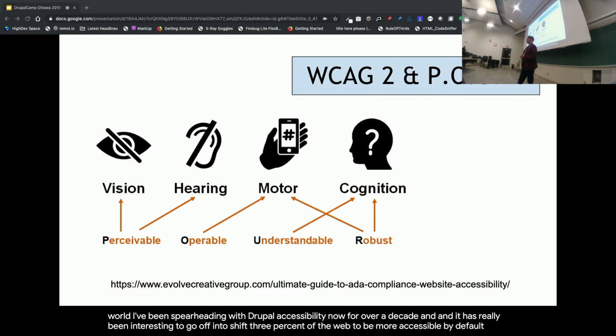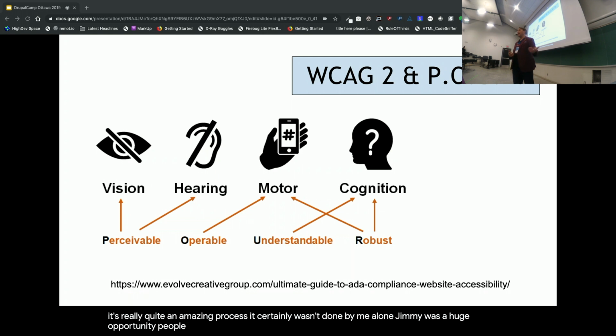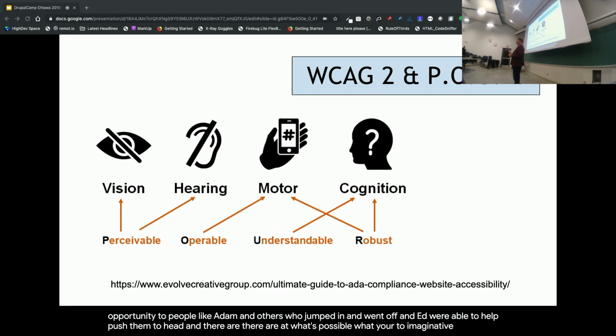And it's really quite an amazing process. And it certainly wasn't done by me alone. There's a huge opportunity of people like Adam and others who jumped in and were able to help push things ahead. And there are advocates and volunteers who really pushed the bar in terms of what's possible, what to imagine in terms of what was doable.